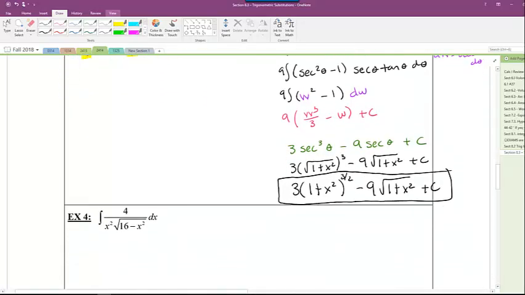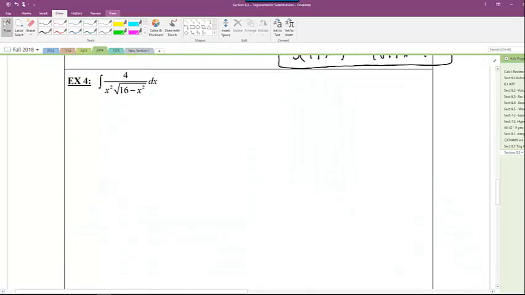Let's look at one more problem in this video. I have the integral of 4 over x squared times the square root of 16 minus x squared dx. So again, I first need to figure out, right, this is the given, and from this given, what should my substitution be? Well, it's going to be a number minus a variable. So that number minus a variable means that my substitution should be sine.